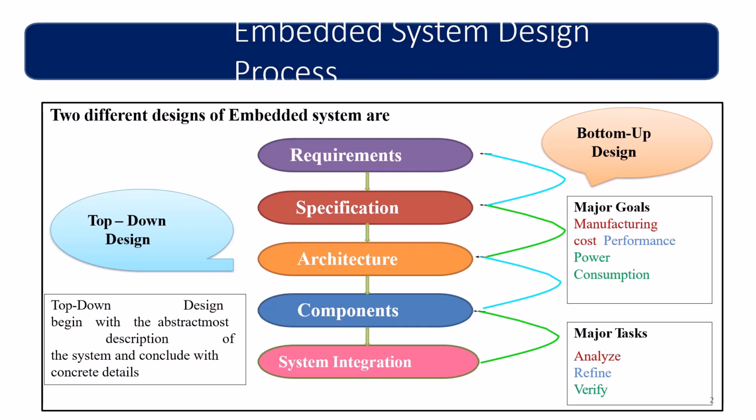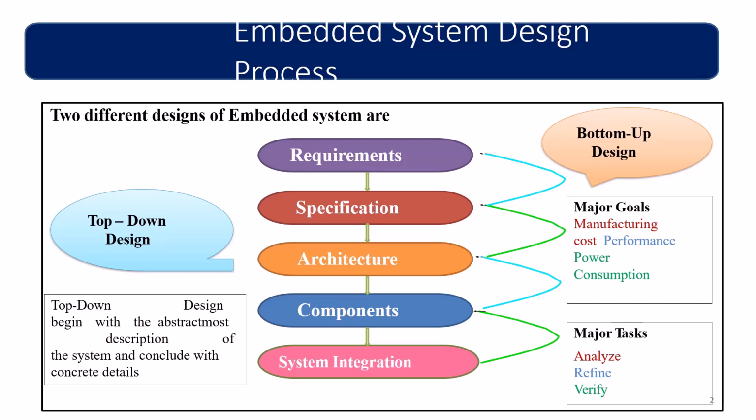So there are two different designs of embedded systems: top-down design and bottom-up design. The top-down design begins with the most abstract description of the system and concludes with the concrete detail. But the bottom-up design starts with the components to build a system. Okay, so this is called the embedded system design process.